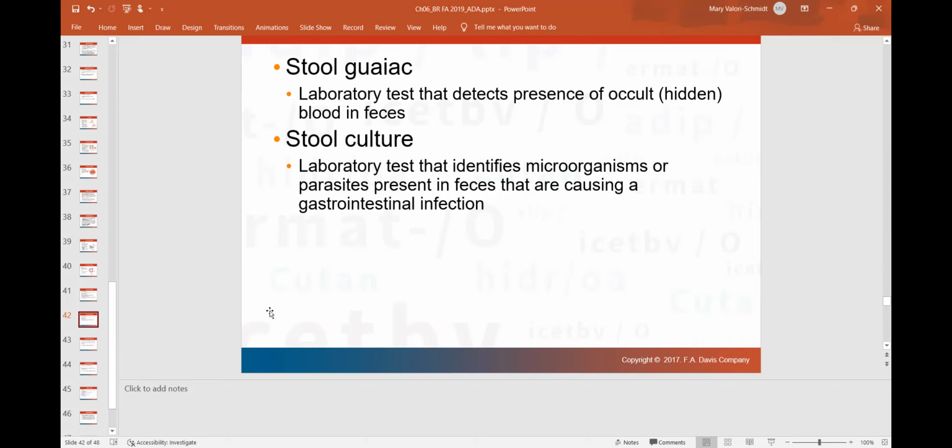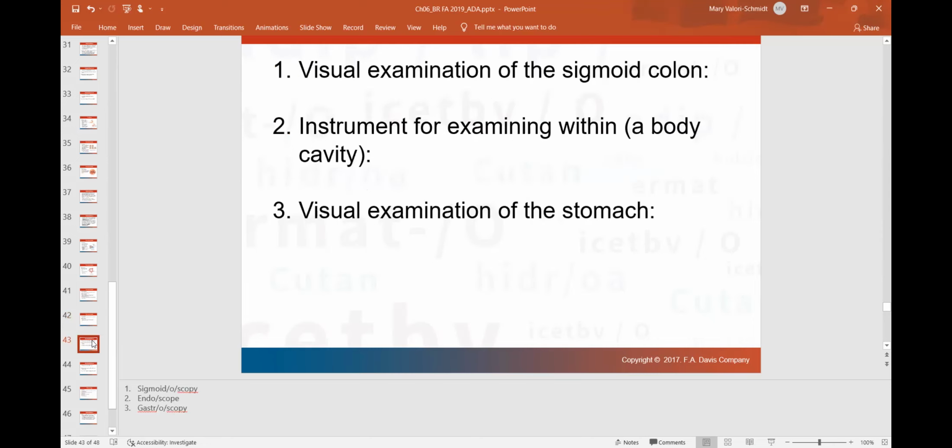And then a culture, any kind of a culture, is a test that actually identifies microorganisms or parasites, like different types of bacteria, etc., that are present in the feces. Or you can do a culture of stool, you can do a culture of urine, you can do a culture of blood. You're looking for something that's causing an infection. And then we have a few more of these.